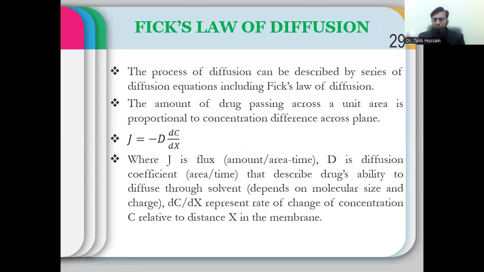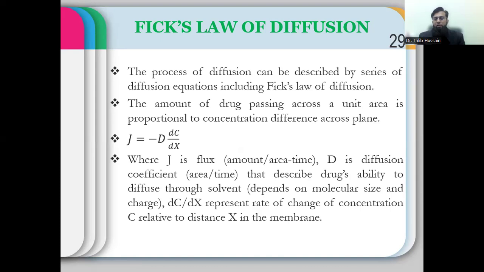If we want to calculate diffusion parameters, they can be calculated from Fick's law of diffusion. Fick's law of diffusion says the flux of the drug is directly proportional to the change in concentration per unit distance traveled. So it can be equated by using a diffusion coefficient D. The diffusion coefficient D represents area per unit time. dc over dx represents the change in concentration with respect to distance x.